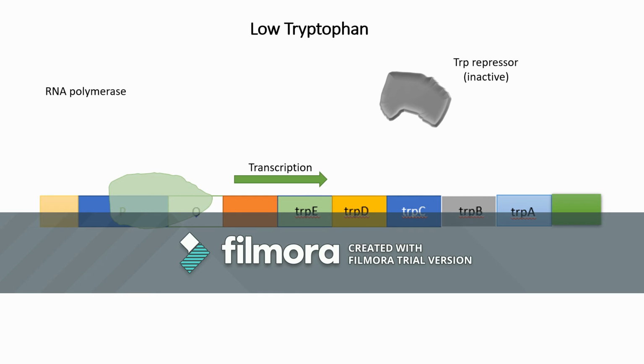It senses whether tryptophan is already present at high levels, and if so, it switches the operon to the off position. This prevents unnecessary biosynthetic enzymes from being made.